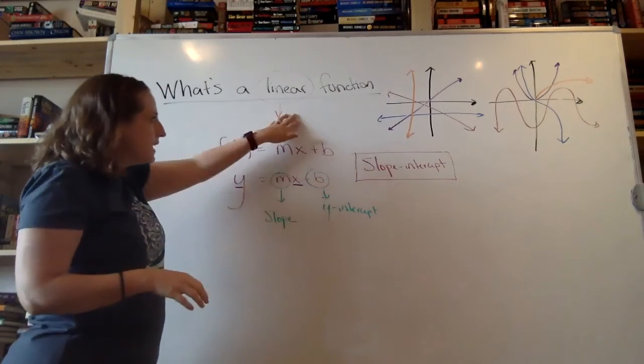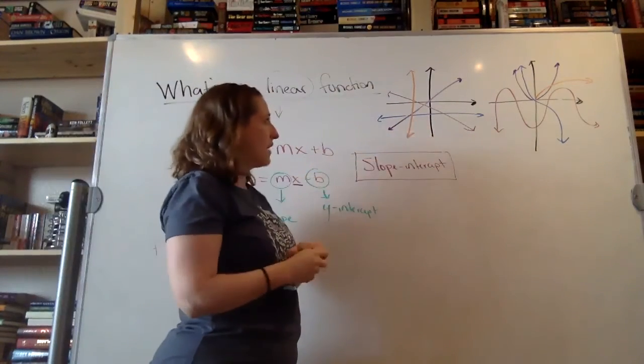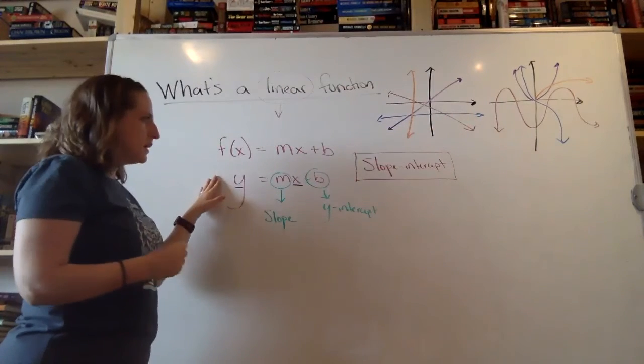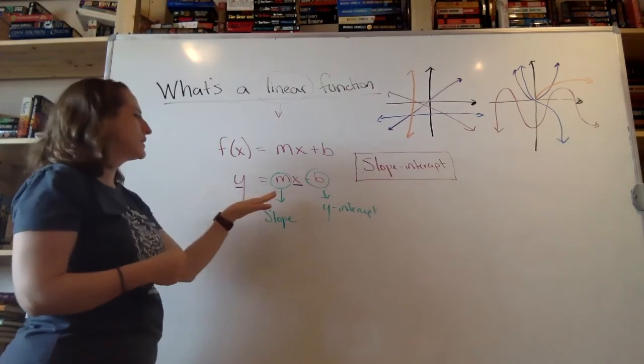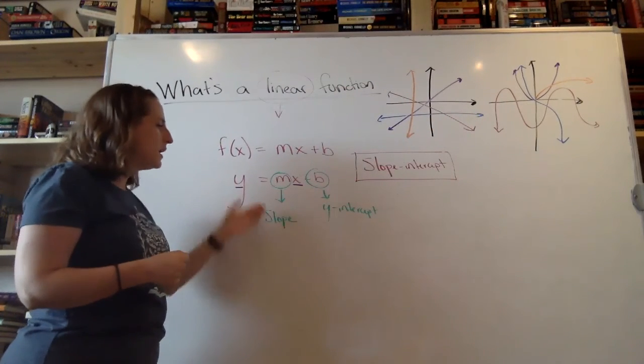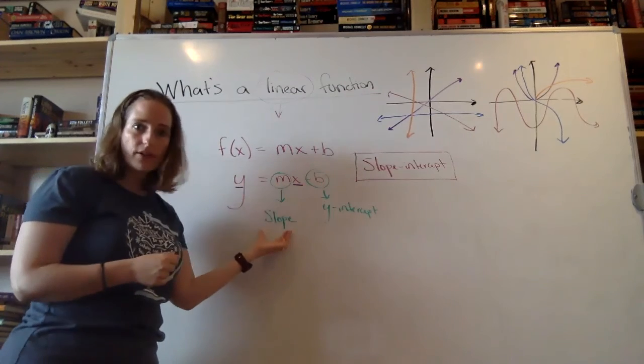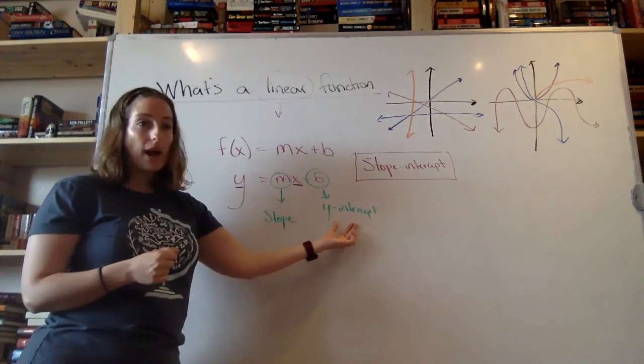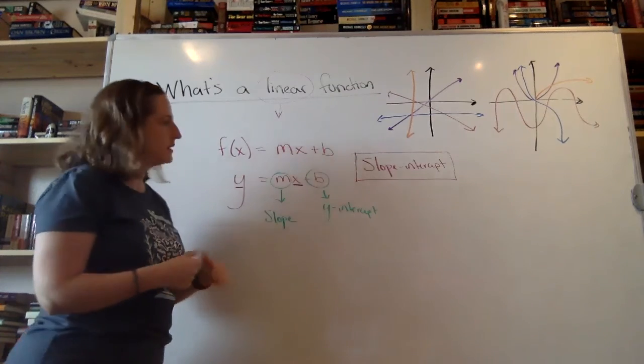But big idea, linear function gives us the graph of a line as opposed to another curve, so a straight line. We're going to deal with slope-intercept right now, and so that's the form y equals mx plus b, where m is our slope. We're going to talk more about slope in the next video, and b is our y-intercept. We talked about y-intercepts and x-intercepts in the last section.